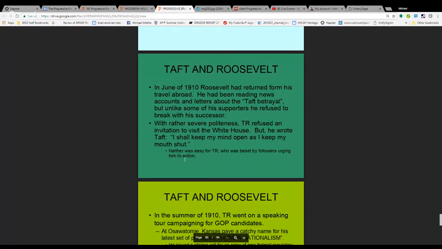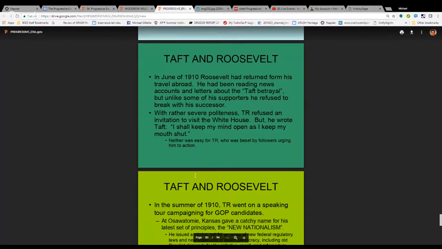Roosevelt returns home from his travel abroad in June of 1910. He had been reading the news accounts and letters about the Taft Betrayal, but unlike some of his supporters, he refused to break with Taft. And when Roosevelt returns to the United States, Taft invites Roosevelt for dinner at the White House, and Roosevelt basically turned him down, saying, quote, "I shall keep my mind open as I keep my mouth shut." So he wasn't very happy with Taft. He was very disappointed with Taft.